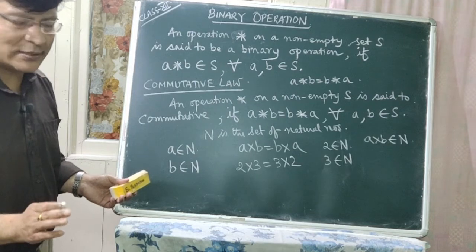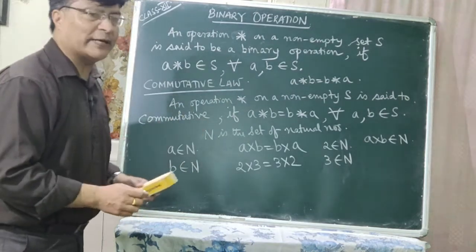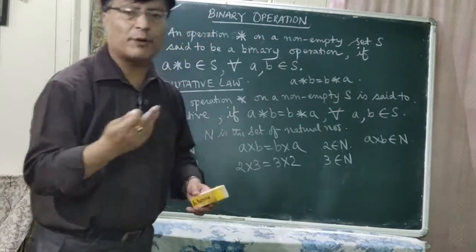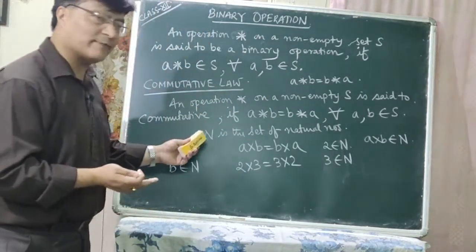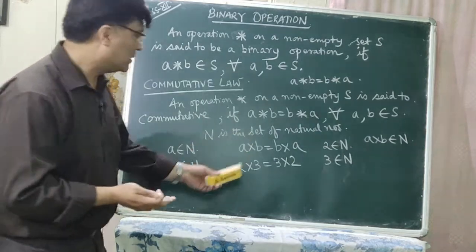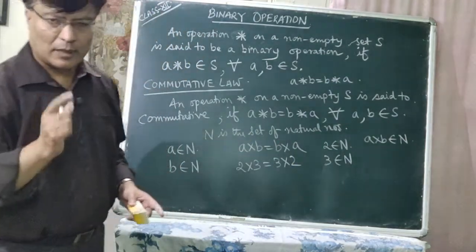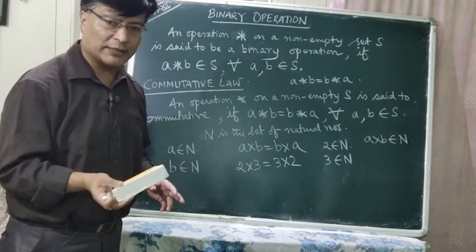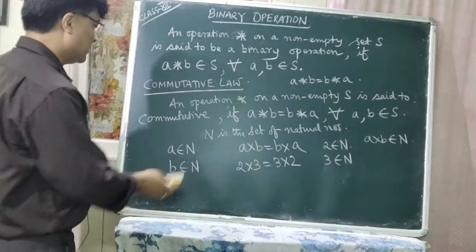So I think you have understood it. So this multiplication operation satisfies the commutative property. Okay, so it satisfies the commutative property.